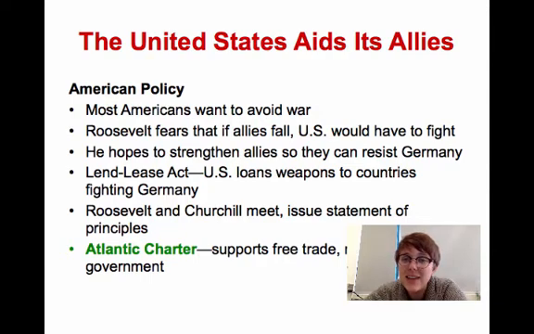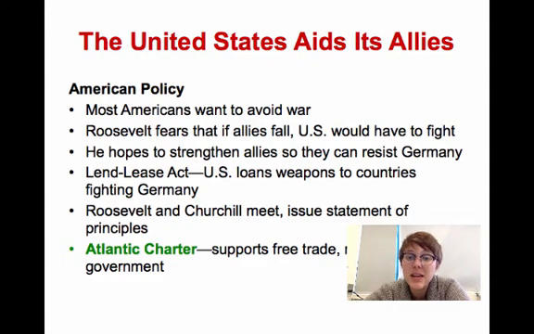Roosevelt feared that if the Allies fell, the U.S. would eventually have to fight. So what he ends up doing is that he hopes to strengthen allies so they can resist Germany. They don't join, but they do give a lot of money, which is loans. They give weapons to countries fighting against Germany. So even though America isn't sending soldiers yet, they are trying to help fund the war to make sure that Germany is put in their place.